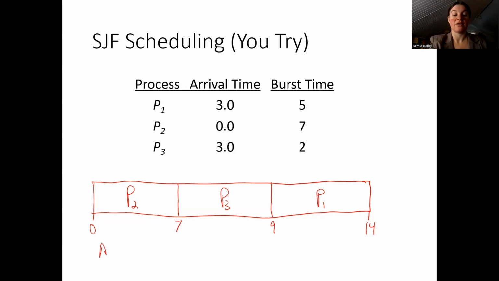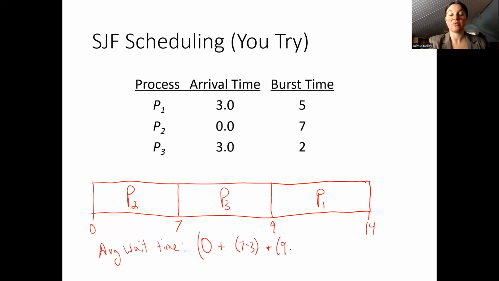When we calculate our average wait time, process 2 waited 0. Process 3 entered the system at time 3, but was scheduled at time 7. So we can say 7 minus 3. But then process 1 was scheduled at time 9, but entered into the system at time 3. So because of that, we are going to find first the wait time for each process, and then divide by 3, which results in a total of 0 plus 4 plus 6, which results in 10 divided by 3.